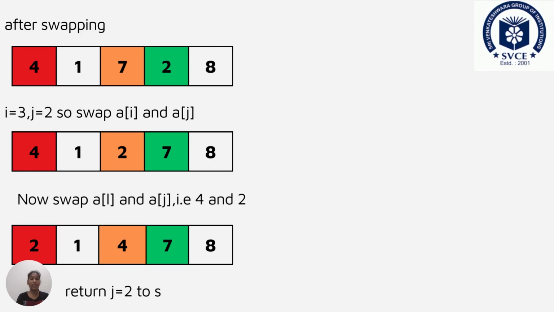After swapping, we will get this array. Now, I is equal to 3 and J is equal to 2. Again, we will swap A of I and A of J. See, we swapped A of I and A of J. Now again, we will swap A of L and A of J, that is 4 and 2. Now, our J value is 2. We will return it to S.